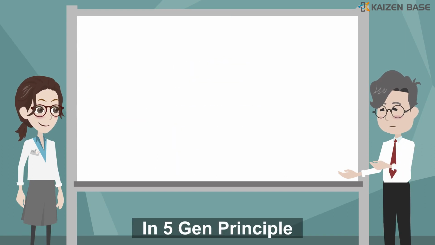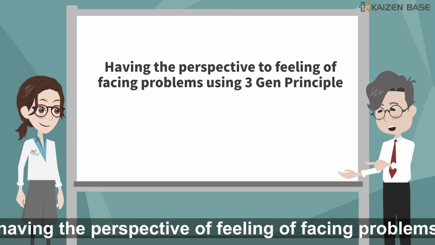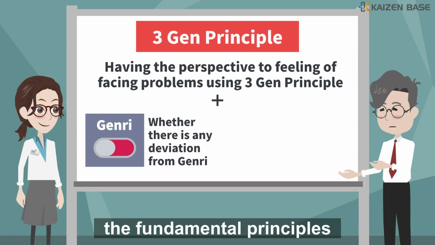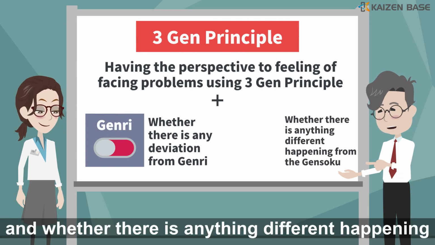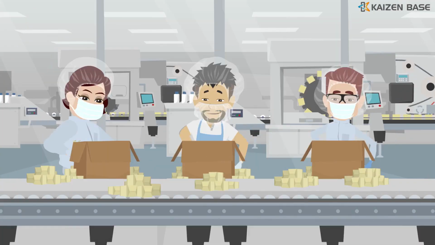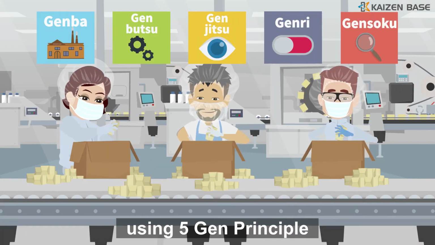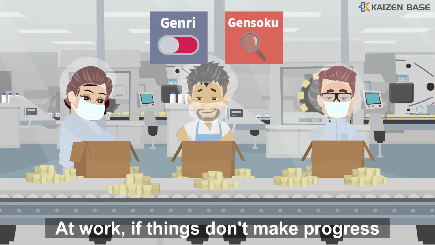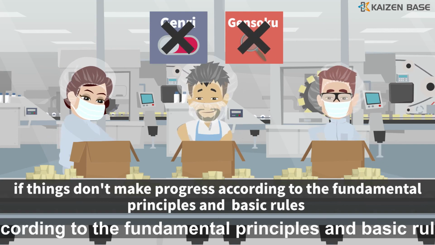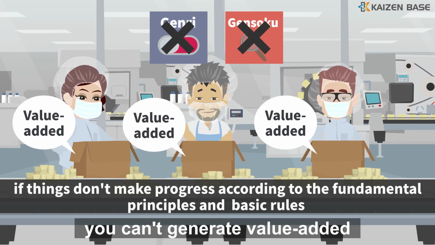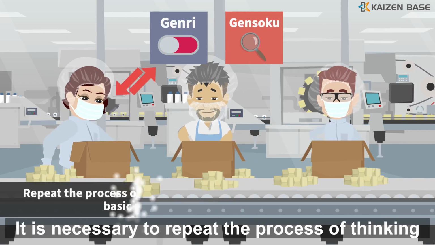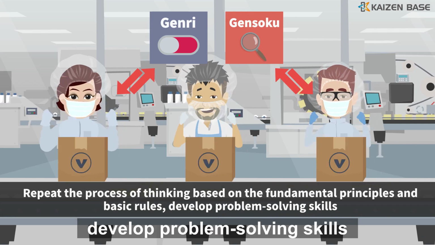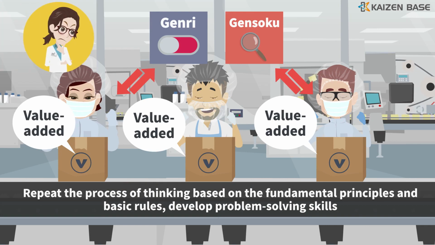In the 5-GAM principle, while facing problems using the 3-GAM principle, it is important to see whether there is any deviation from Genri, the fundamental principles, and whether anything different is happening from Gensoku, the basic rules. Only with this approach of problem solving using the 5-GAM principle can you take fundamental measures that are useful at the shop floor. At work, if things don't progress according to the fundamental principles and basic rules, you can't generate value added. It is necessary to repeat the process of thinking based on the fundamental principles and basic rules, develop problem-solving skills, and generate value added.